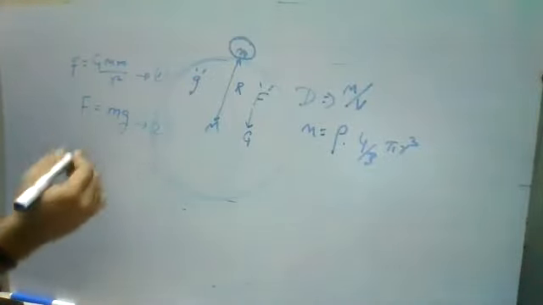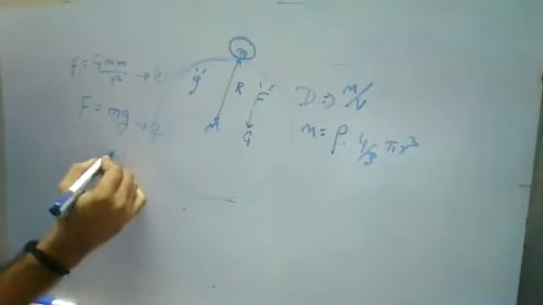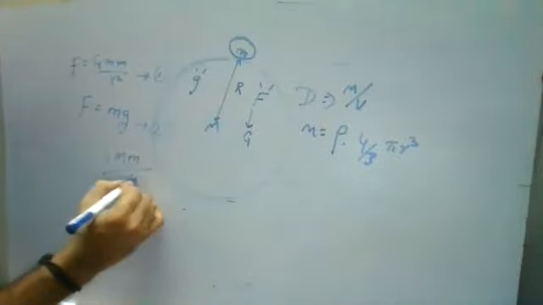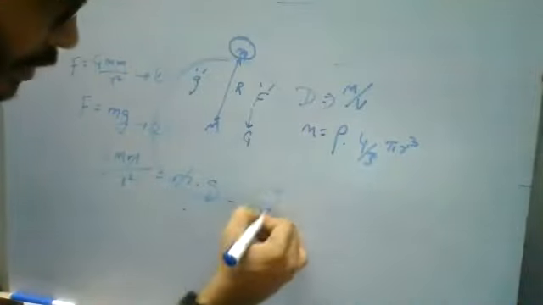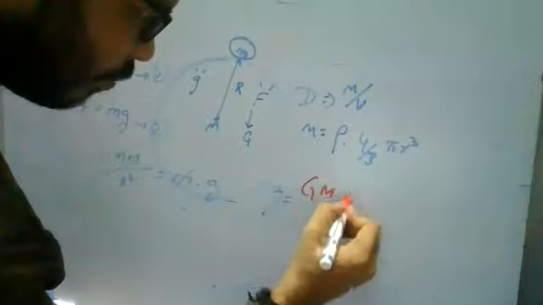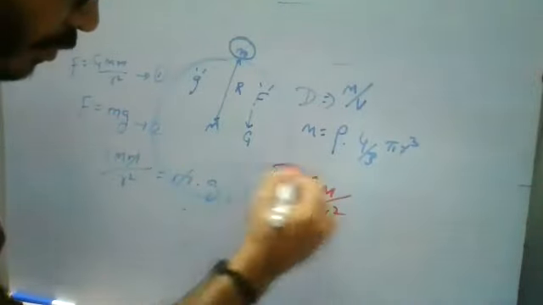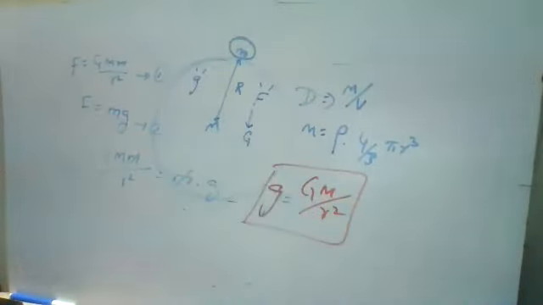So now what I do is equate the two. When we equate, capital G, capital M, small m by r square is equal to small m into g. Small m will get cancelled here. So small g is equal to G capital M by r square. Small g is equal to G capital M by r square. It is a relation between acceleration due to gravity and the gravitational constant. Remember this.